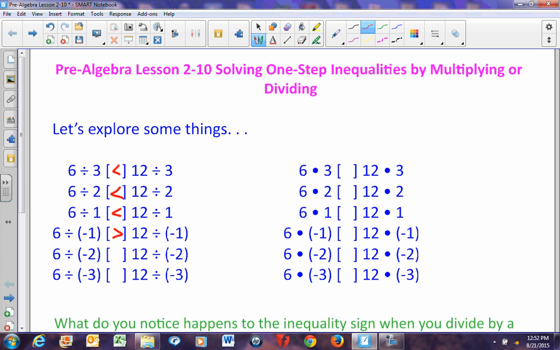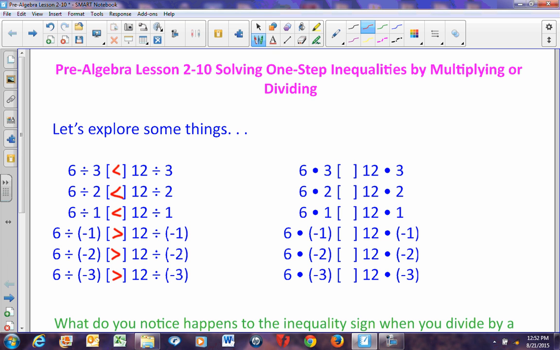6 divided by negative 2 is negative 3. 12 divided by negative 2 is negative 6. This is still greater. And 6 divided by negative 3 is negative 2, and 12 divided by negative 3 is negative 4, and negative 2 is bigger than negative 4, so we have that.